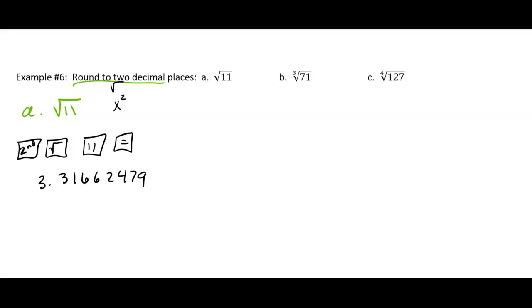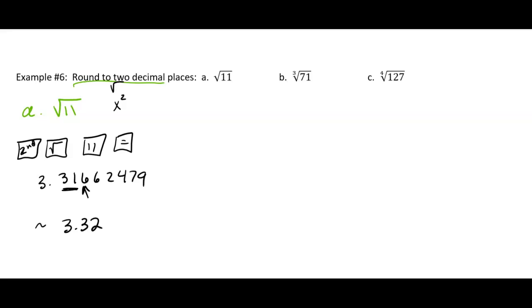Now, I'm not going to put that for my answer though because it told me to round to 2 decimal places. So 2 decimal places, that's going to be right here. You look behind to see if it's going to round up. If it's 5 or more, it's going to round up. So I'm going to have 3.32. And that's what I'm going to have for my answer.